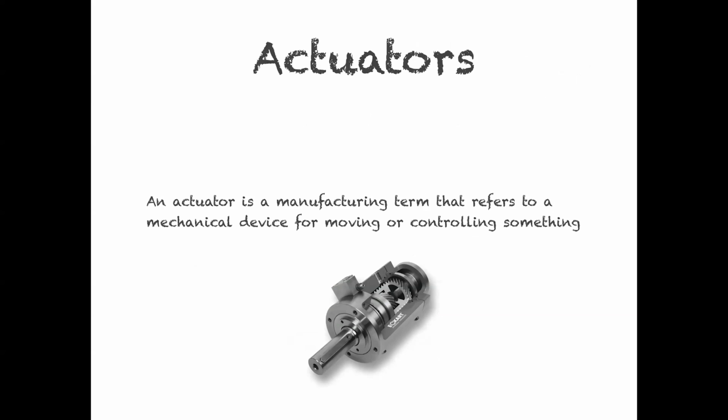Right. So the first thing we look at is actuators. And whenever I talk about actuators, I like to use this definition because I only learned about what an actuator means maybe last year. And that was long after I actually started working on the Spring Boot team. In the real world, an actuator is a manufacturing term that refers to a mechanical device for moving or controlling something.